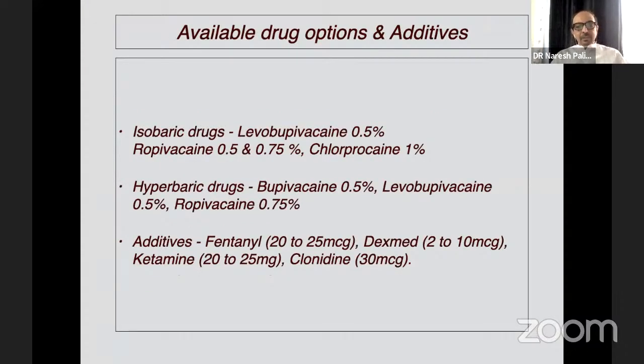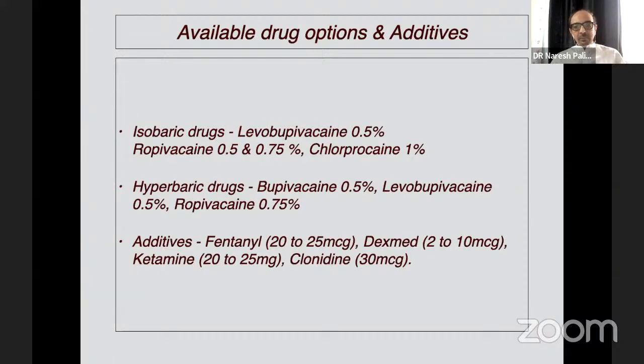Amongst the available drug options, in the isobaric drugs, levobupivacaine 0.5%, ropivacaine 0.5 and 0.75%, and also chloroprocaine 1% can be used. In hyperbaric drugs, till now we had only bupivacaine 0.5% heavy, but now levobupivacaine 0.5% and ropivacaine 0.75% heavy are also available, and they all can be used.